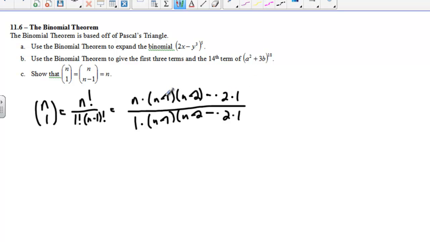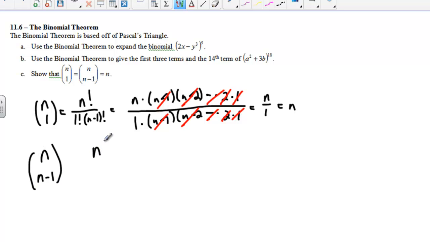Get out the trusty red pen. The n minus 1's cancel, the n minus 2's cancel, the dots cancel, the 2's cancel, the 1's cancel, and what I'm left with is n over 1, which is n. So I've shown that n over 1 equals n. Second part is the n over n minus 1. And so we're going to do the same thing.